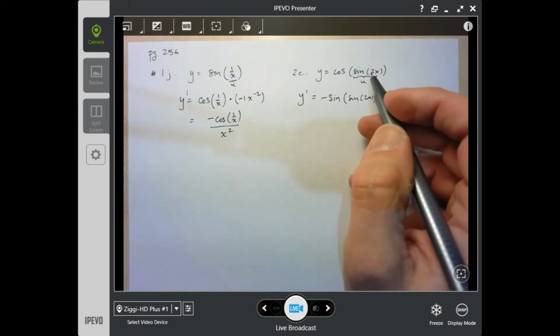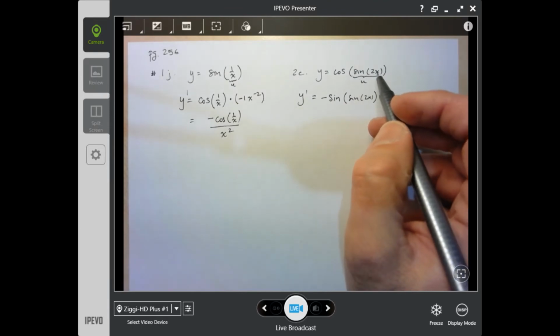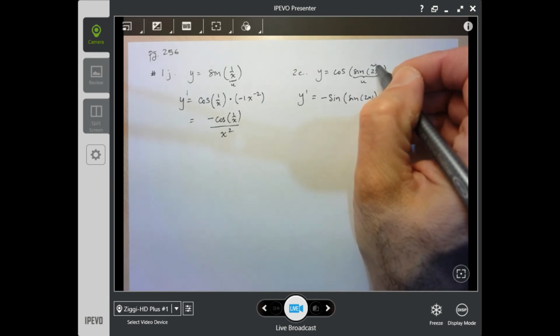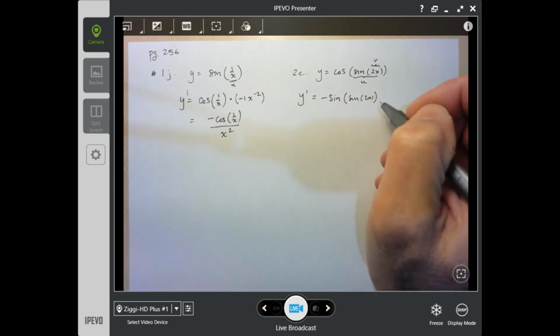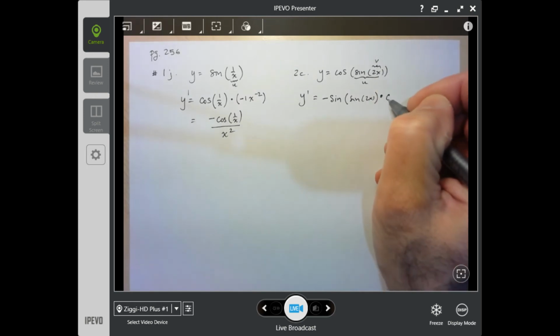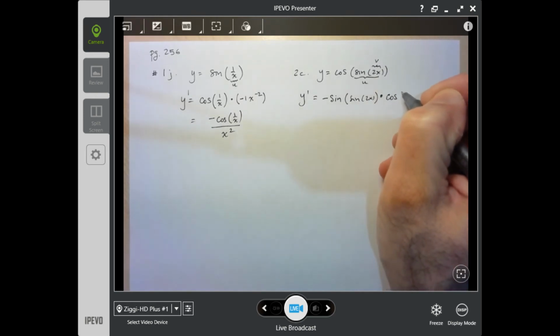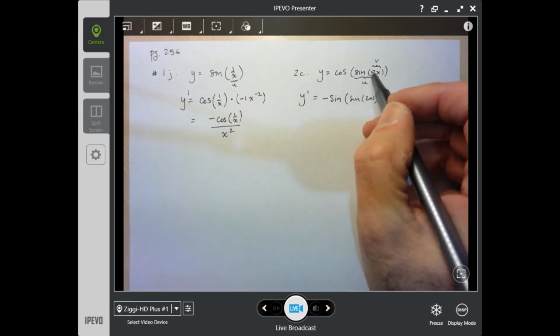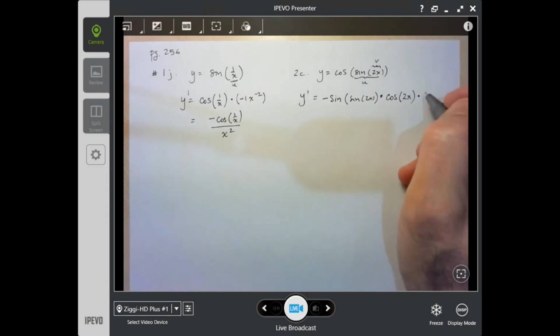But now, when I have to take the derivative of the inside function, again, I'm going to have to use the chain rule. So this 2x, the input to the sine, I'll call that, say, v. So first I take the derivative of sine v, which is just going to be cos v. Okay, so cos of 2x. And then I have to multiply that by the derivative of v. The derivative of 2x is just 2.